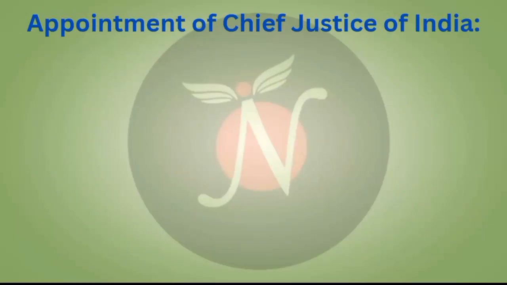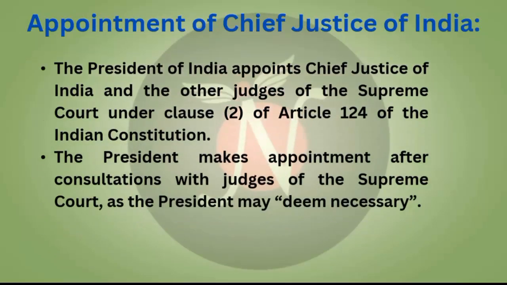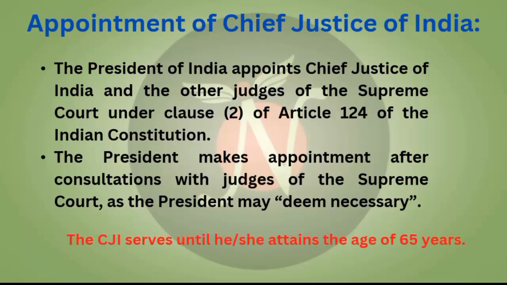Now we will discuss the appointment of CJI. The President of India appoints CJI and other judges of the Supreme Court under Clause 2 of Article 124 of the Indian Constitution. The President makes the appointment after consultation with judges of the Supreme Court as the President may deem necessary. So this was the procedure of appointment of CJI and the constitutional provision regarding that. Now our next discussion is about the tenure. The CJI serves until he or she has attained the age of 65 years.